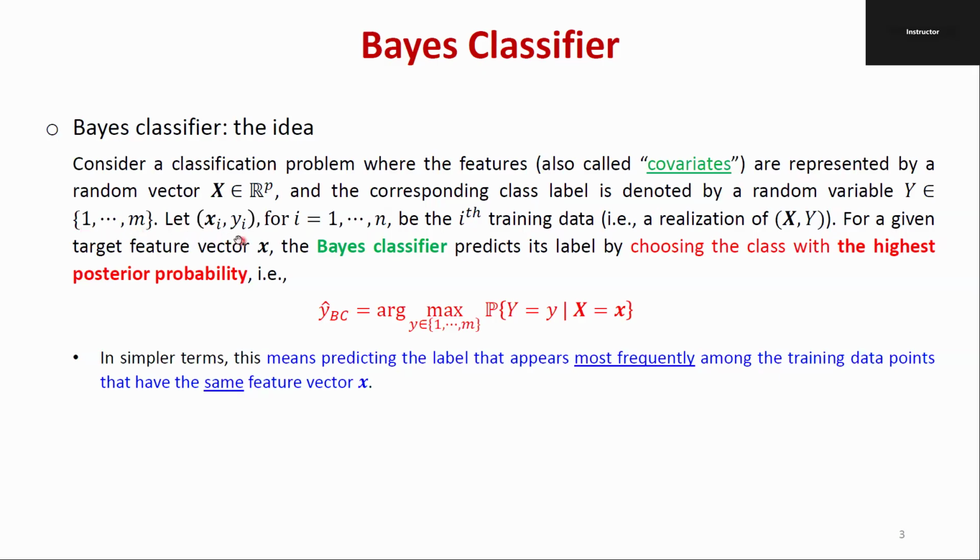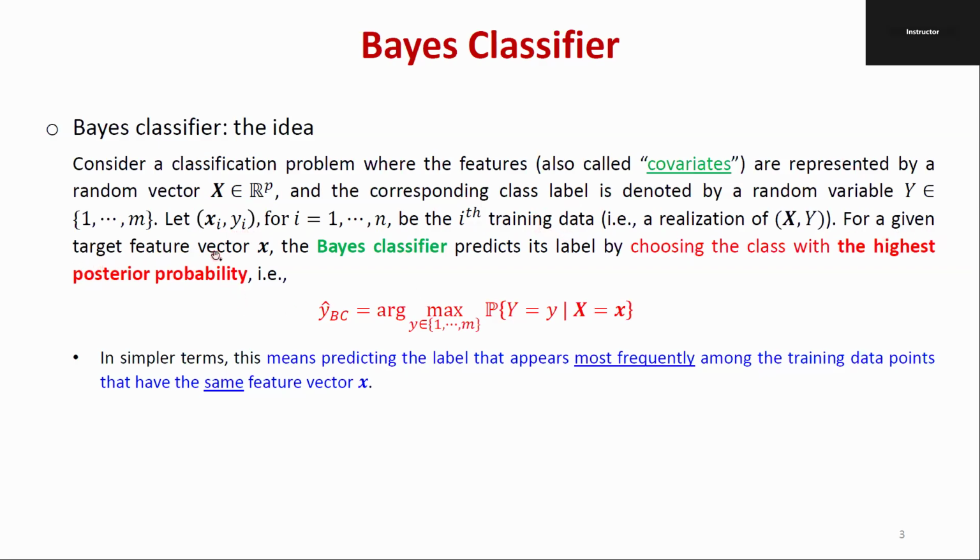Now let the pair xi, yi be the ith training data point. Be careful, x is a vector, y is a scalar. When we write the big one, that means it's a random variable. When we write a small one, that means it's a realization of the random variable. So let this be the ith training data.